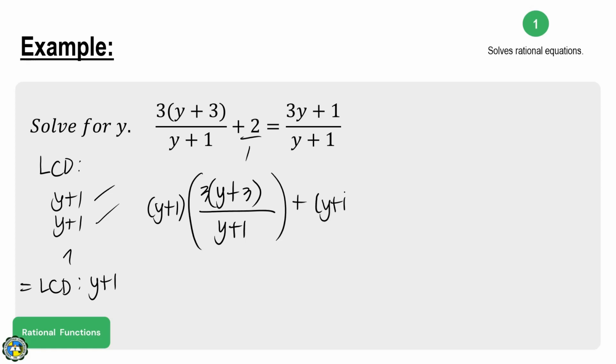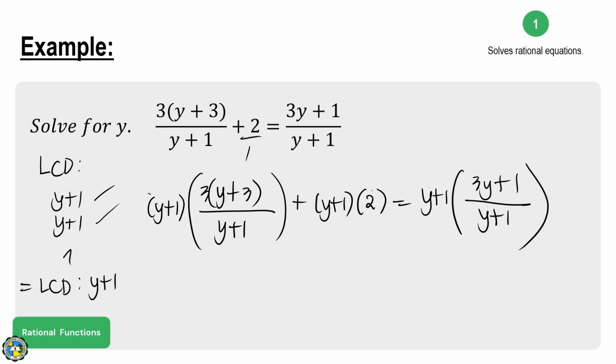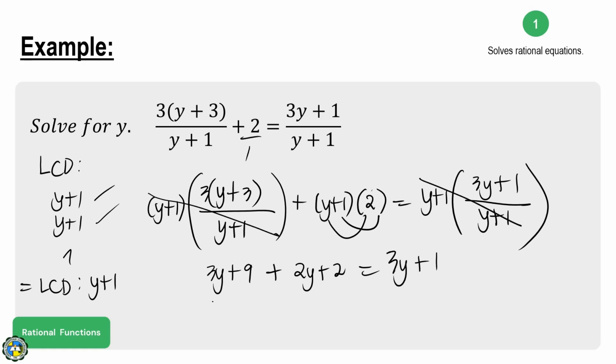Plus y plus 1 multiply it to 2 equals y plus 1 multiply it to 3y plus 1 all over y plus 1. And then cancel out, matitira is 3y plus 9 plus 2y plus 2 equals cancel out 3y plus 1. So combine like terms na ulit tayo. 3y plus 2y minus 3y equals 1 minus 9 minus 2 po. So, transpose lang po yung nangyari.